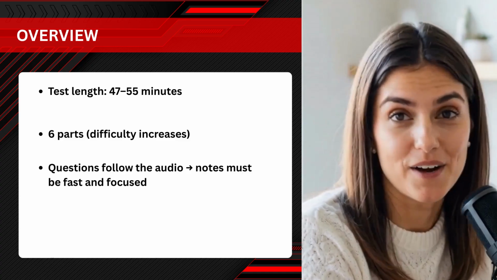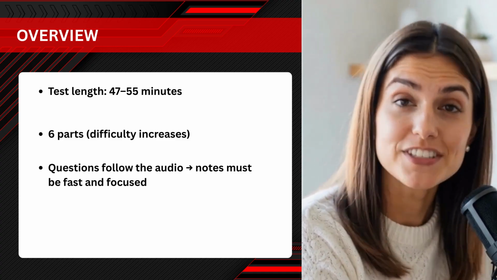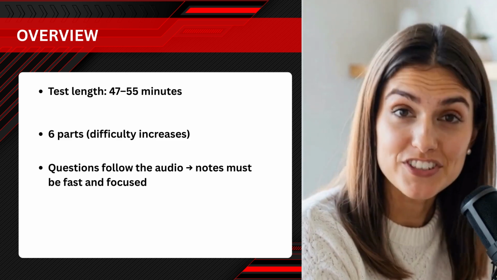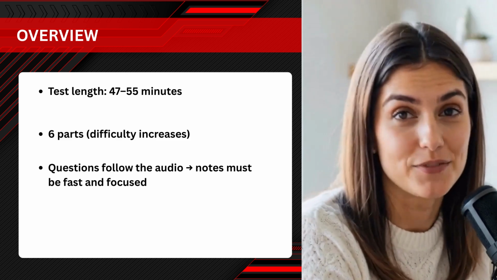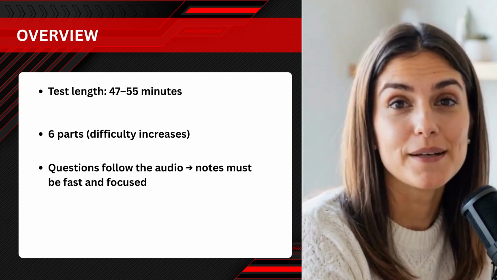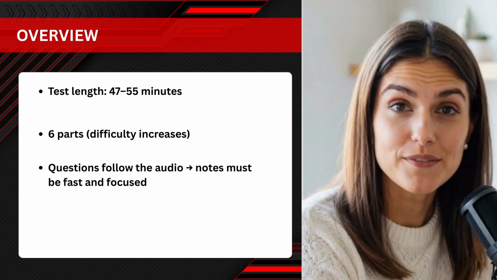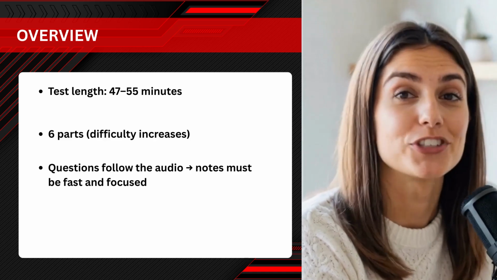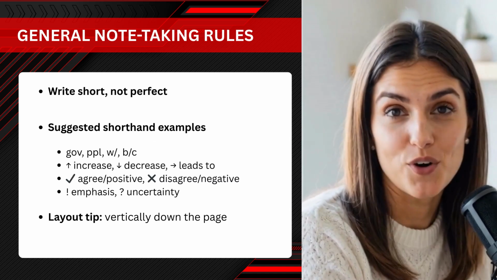The CELPIP listening test runs about 47 to 55 minutes with 6 parts: problem-solving conversations, daily life talks, information exchanges, news items, discussions, and viewpoints. Each part ramps up in difficulty, and questions follow the audio. So your notes need to capture essentials fast. First, general note-taking rules that work across all parts.